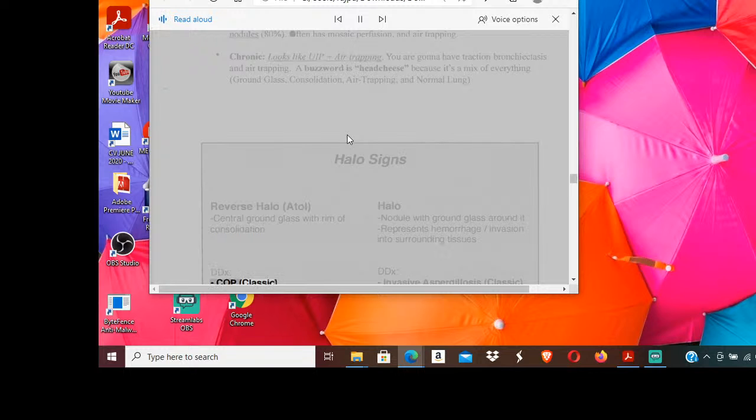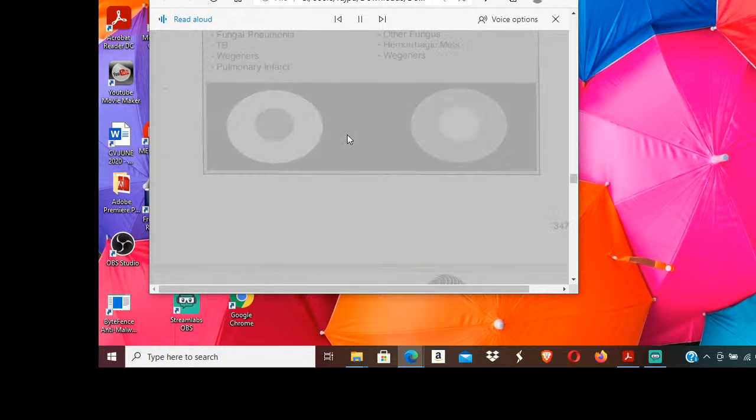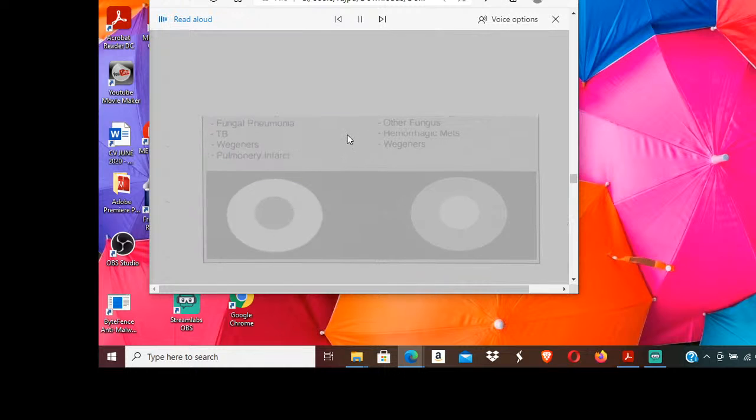DDX, COP classic, fungal pneumonia, TB, Wegener's, pulmonary infarct. Halo nodule with ground glass around it represents hemorrhage and invasion into surrounding tissues. DDX, invasive aspergillosis classic, other fungus, hemorrhagic mets, Wegener's.